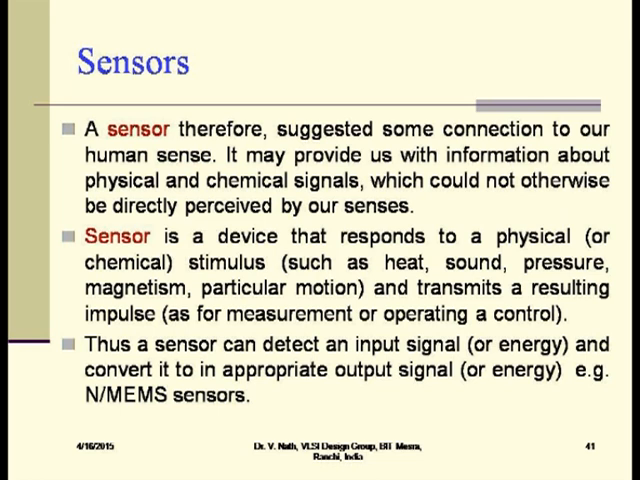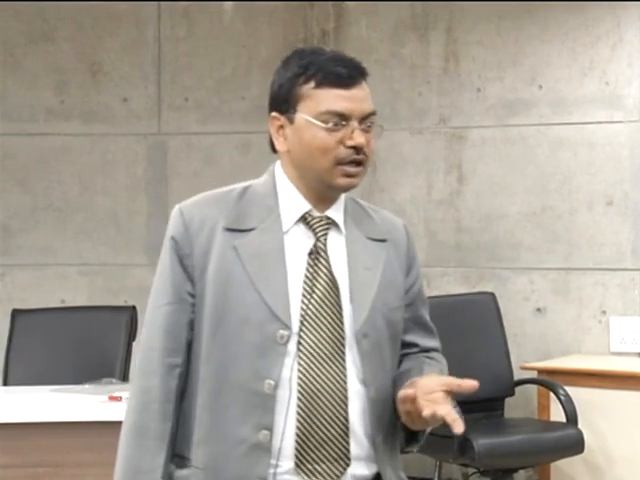I told you two points, sensor and transducer. What is a sensor? This is a very simple, common word. It is a device that converts a signal from one physical form to another physical form. Simple definition, common for all. What is the physical signal? Temperature. Yes, tell me the temperature.